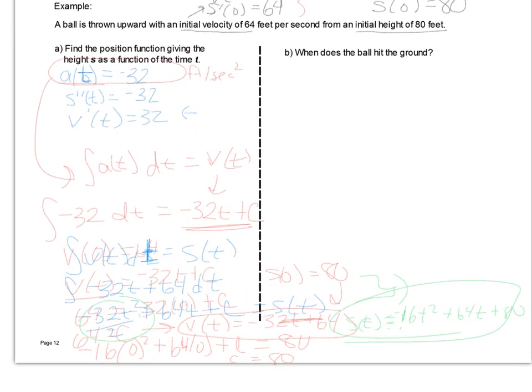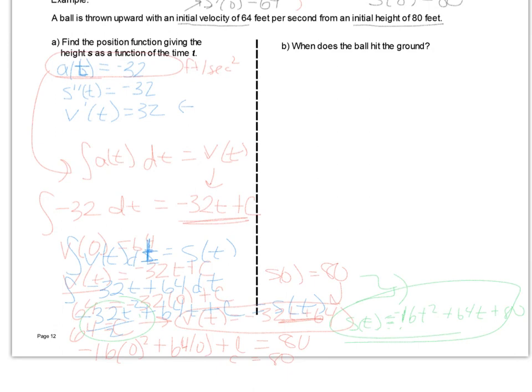Okay, so it's going to get a little crazy. But now you can answer the question, the second question, when does the ball hit the ground? Because now you have your position function. Oops, I missed my one. So when does the ball hit the ground? Well, that would be when the height is 0, right? Or when S is 0.